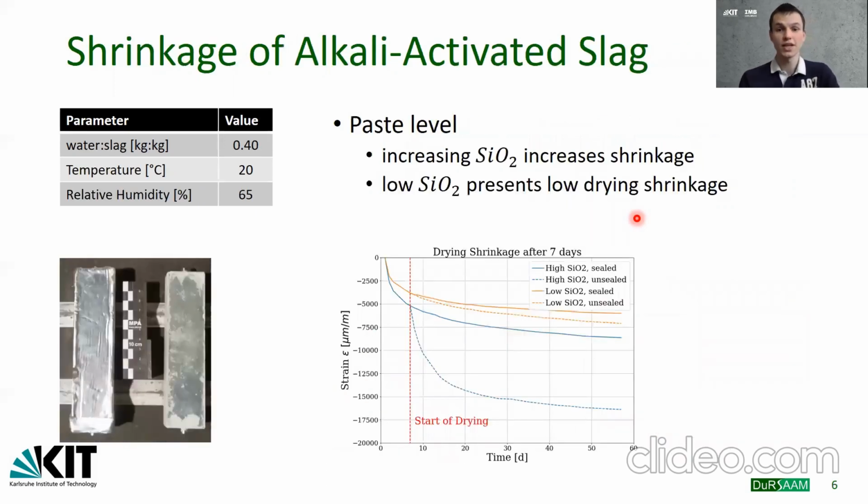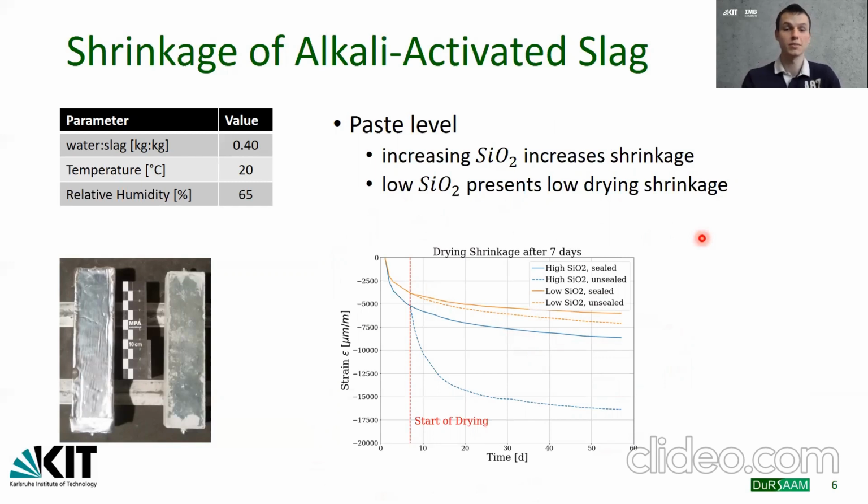The second property I looked at is the shrinkage of this system. Firstly, on a paste level with prisms of 4 by 4 by 16 centimeters. I looked at both autogenous and drying shrinkage with exposure after 7 days, and two conclusions can be raised from this diagram. Firstly, increasing the SiO2 content in the activator solution increases the shrinkage. It's the difference between the orange and the blue curves. The second conclusion is that the low SiO2 mix presents low drying shrinkage.